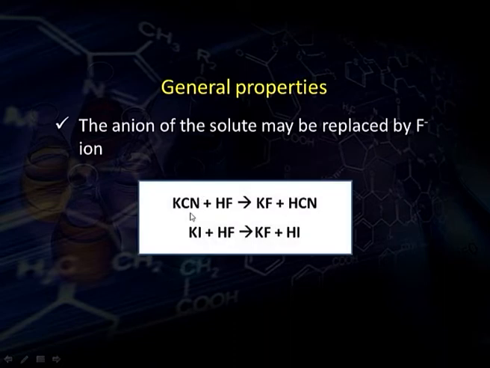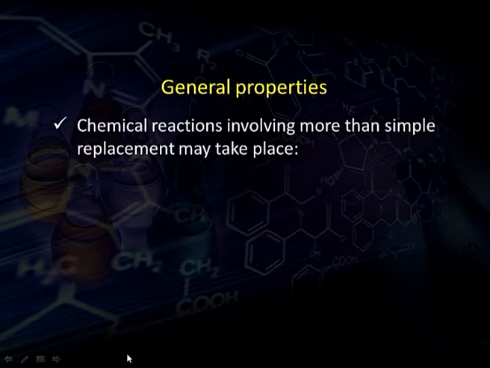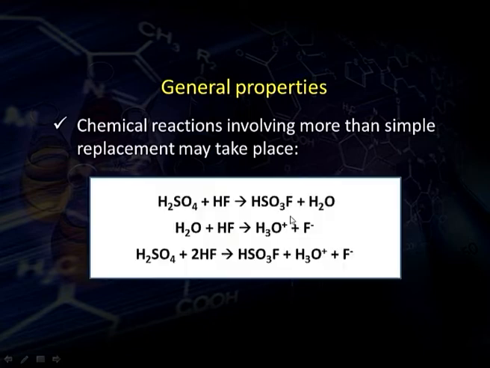So, we have KCN and HF, their anions get interchanged. So, now we have KF plus HCN; similarly KI plus HF, on interchanging the anions we have KF plus HI. Chemical reactions involving more than simple replacement may take place. We have sulfuric acid H2SO4 plus HF, it will give HSO3F plus H2O. So, here simple replacement of ions has taken place.